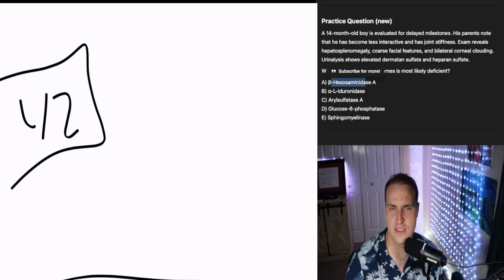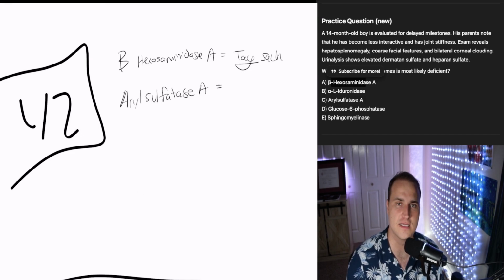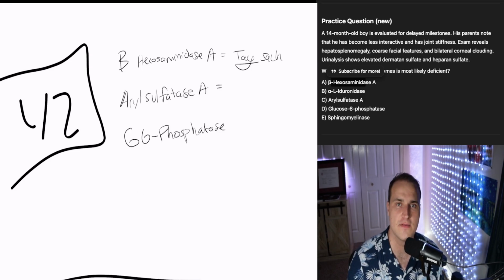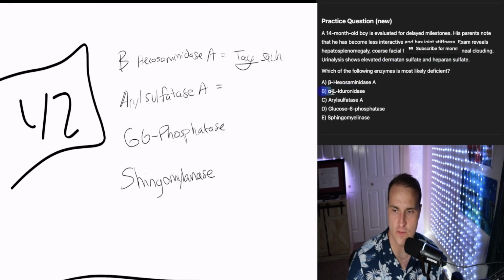It's probably good to dissect each of these and know what they are. So beta-hexosaminidase is Tay-Sachs disease. You have a cherry red macula, and there's no hepatosplenomegaly there. Arylsulfatase A, metachromatic leukodystrophy, that's demyelination, ataxia, not corneal clouding. Glucose-6-phosphatase, that's von Gierke's disease. You have hypoglycemia, not glycosaminoglycan storage. And sphingomyelinase, that would be Niemann-Pick. You have cherry red spot with hepatosplenomegaly. But there's no corneal clouding. The dead giveaway is the dermatan sulfate and heparan sulfate for this guy, B.